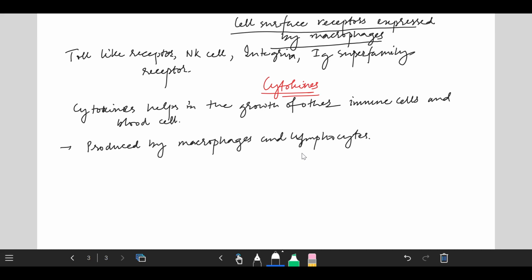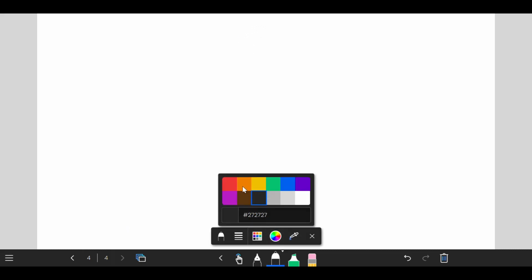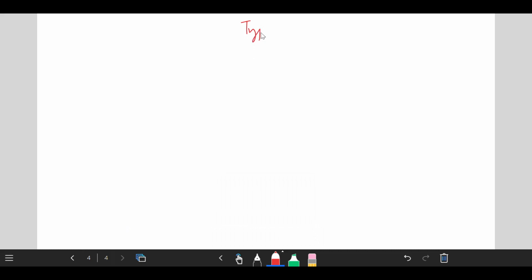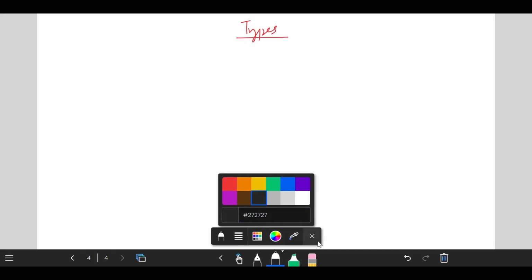Okay. Now we will see what are the types of cytokines present. The first type is known as lymphokines, which is actually secreted by lymphocytes. Second type is monokines, obviously, which is secreted by monocytes and macrophages. Third one is interleukins, which are secreted by leukocytes. And the fourth one is interferon.